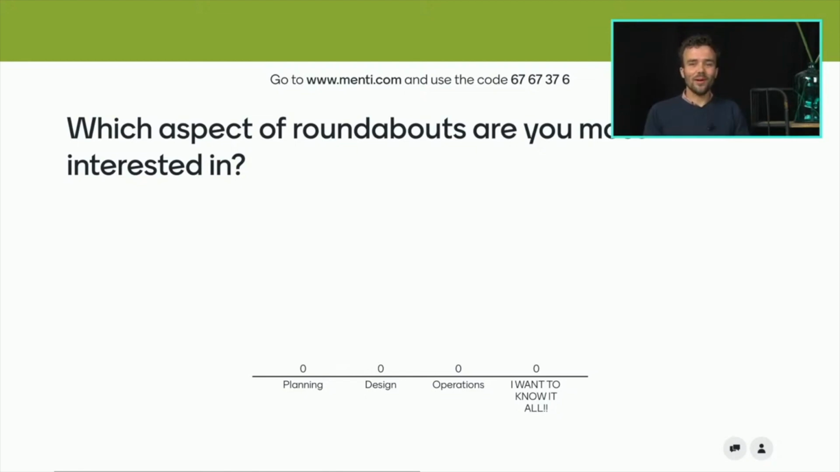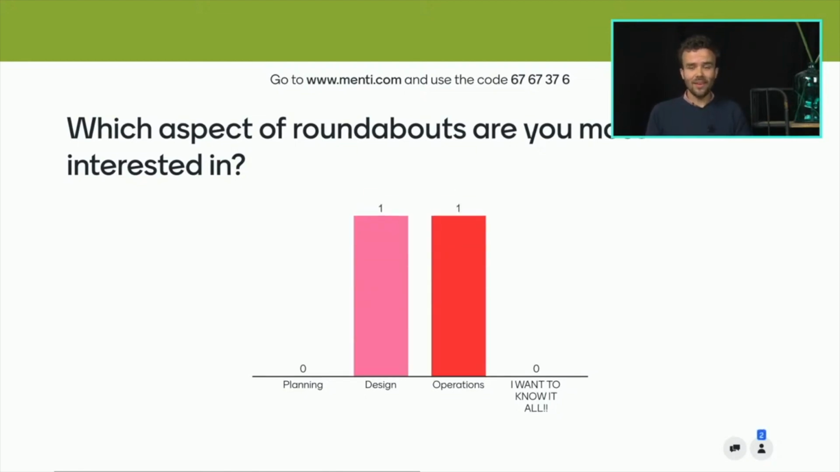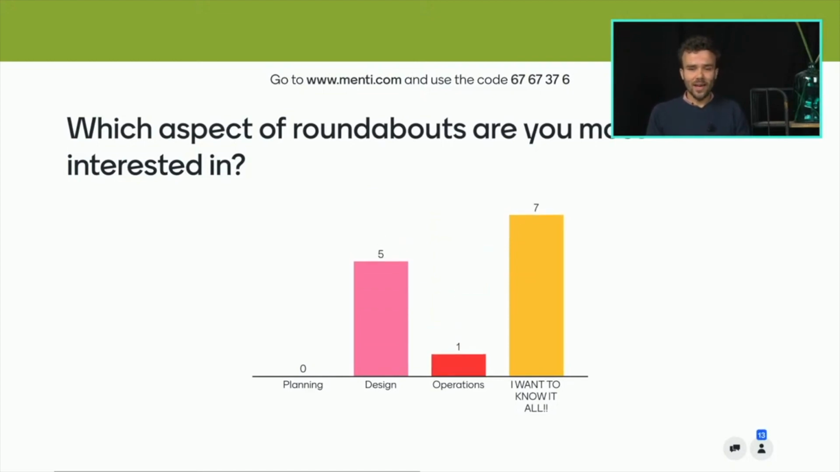Okay, so while we get that going, the next question is, why are you here? Which aspect of roundabouts are you most interested in? Is it mostly the planning of it, so in terms of transport planning? Where do they fit? Where do they get built? And why? Is it mostly the design? What are the design details that we can use, and what do we need to keep an eye out for when designing these things? Operations, obviously, how do they work? Or do you just want to know it all? Which, not surprisingly, is a very popular option. And spoiler alert, we will be covering all of these topics, so that's nice to see.